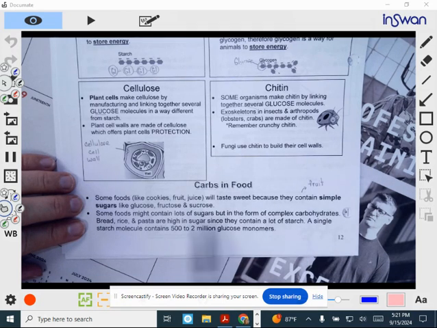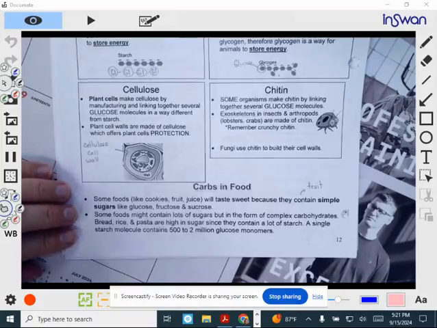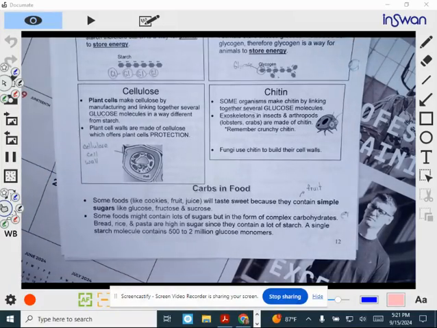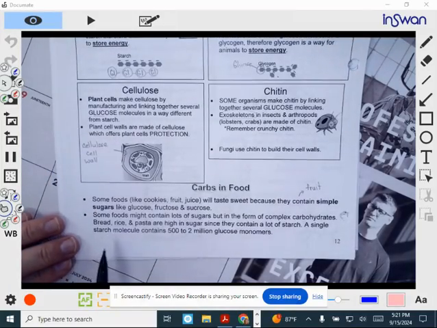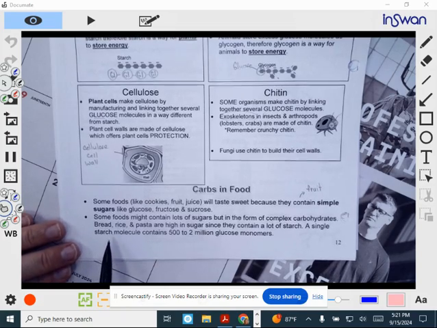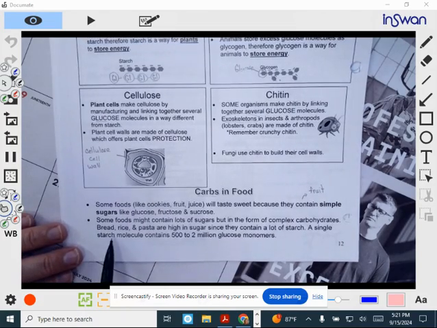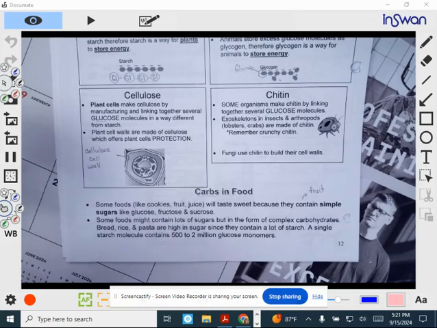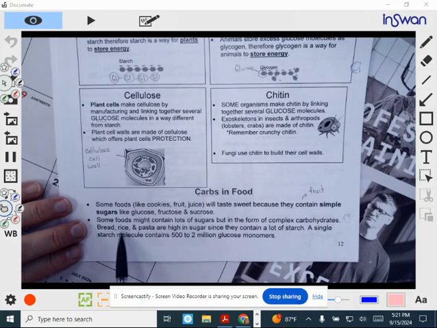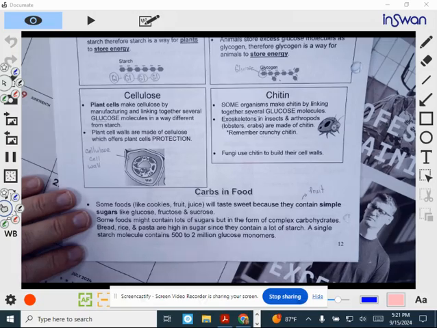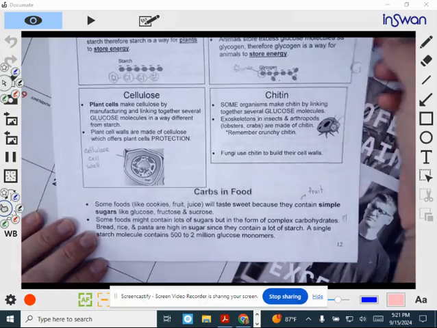Remember, complex carbs aren't going to taste sweet, like bread and rice and pasta. These release the glucose a little bit slower into our digestive system, into our bloodstream. And so then we don't get so much of a sugar rush there in our bloodstream. So those are what we mean by complex carbs. And again, they are containing glucose and giving you glucose, but just not as quickly as if we eat those foods that have those simple sugars in them. And that concludes our notes on carbs.